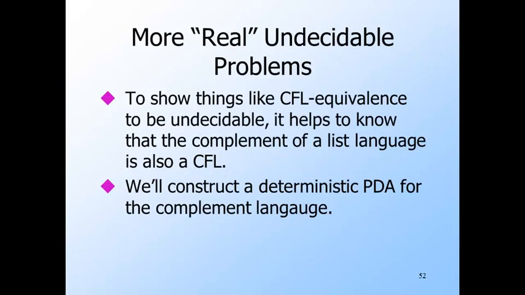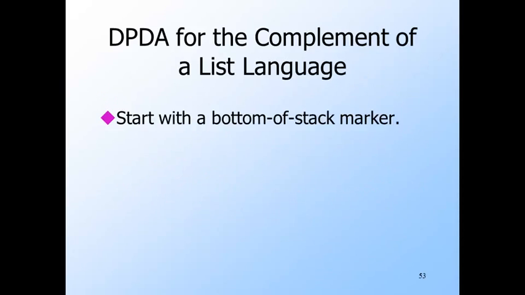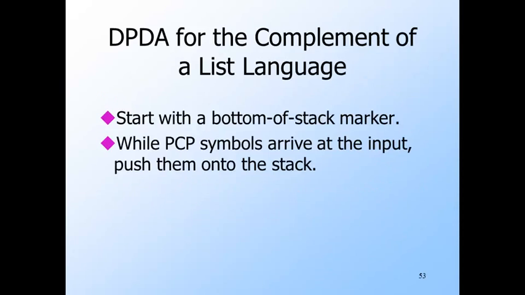We can prove many things about context-free grammars to be undecidable as well, but to do so we need to show that the complement of a list language is also context-free. Remember that the complement of a context-free language need not be context-free, but fortunately these are. For the proof, we find it easy to construct a pushdown automaton, in fact a deterministic pushdown automaton, for the complement. The PDA we construct will start with a bottom marker on its stack.